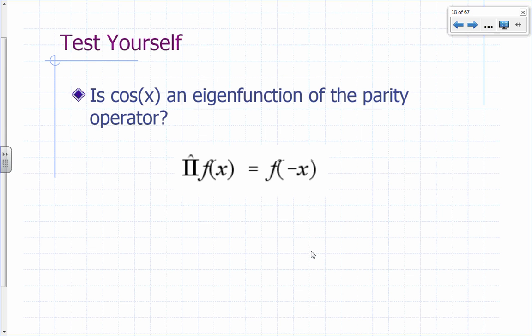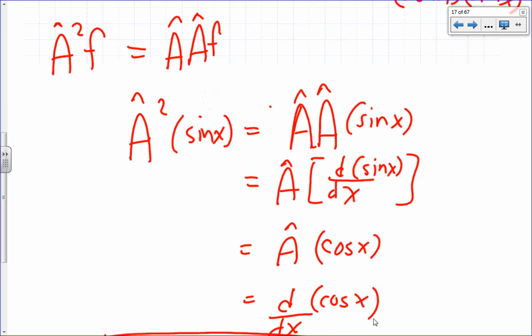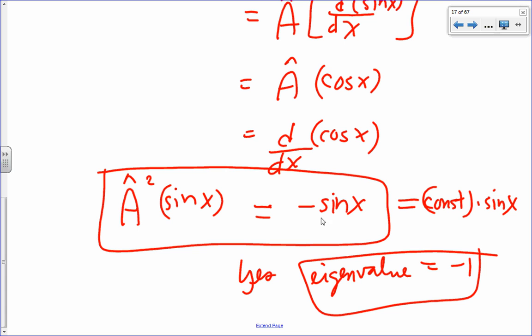So is cosine x an eigenfunction of the parity operator? Remember your parity operator? Every time you see an x, replace it by negative x. Question? I didn't ask what the eigenfunction was at the last one. The eigenfunction is sine x, I'm sorry. And the eigenvalue is negative 1, because negative sine x is just negative 1 times sine x.